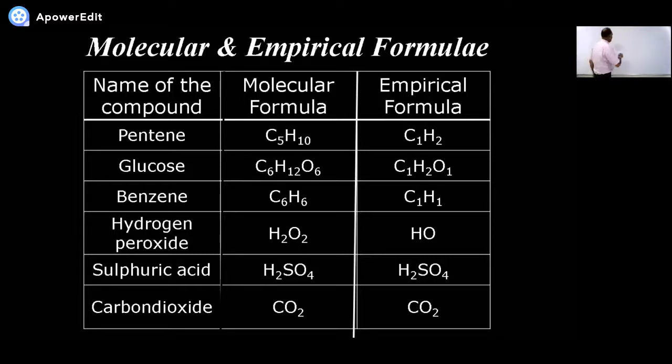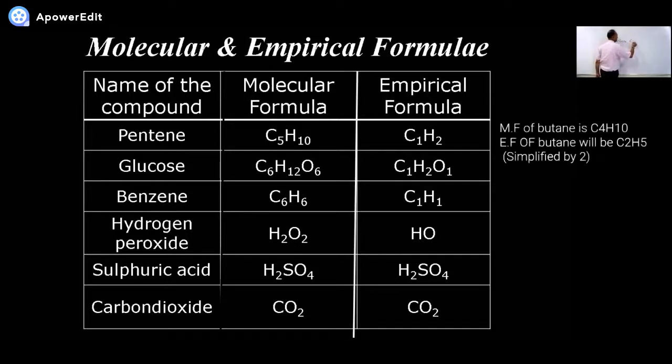Okay, see another one. Suppose you have a compound, butane. C4H10. This is the formula of butane. So how can you simplify it? 2 to the 4, 2 5 to the 10. So C2H5 is its empirical formula. By which number did you simplify it? By 2. So 2 is the value of n. 2 is the value of that integer.